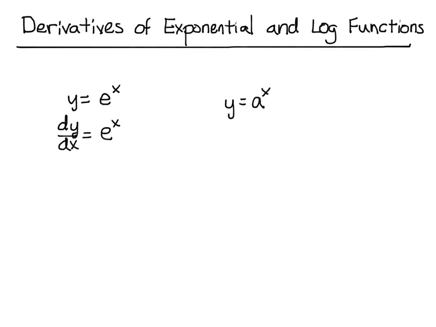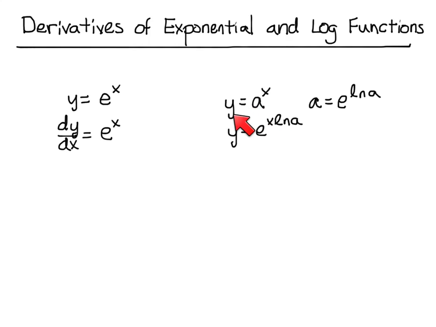y equals a to the x. I want to figure out the derivative of this. What I'm going to do is express a as e to the natural log of a, a bold-faced substitution here. And so I'm going to have y equals e to the x ln a, because remember, when we take a number to a power, ln a is from this a to the x.